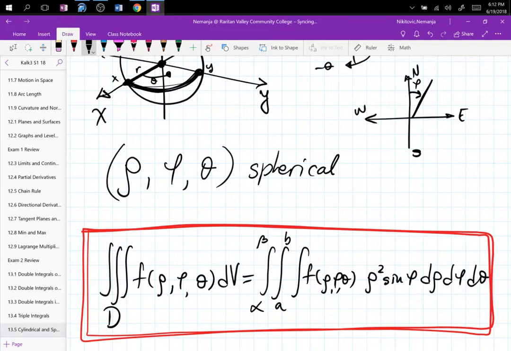A, B, G of phi theta, and H of phi theta. There we go.